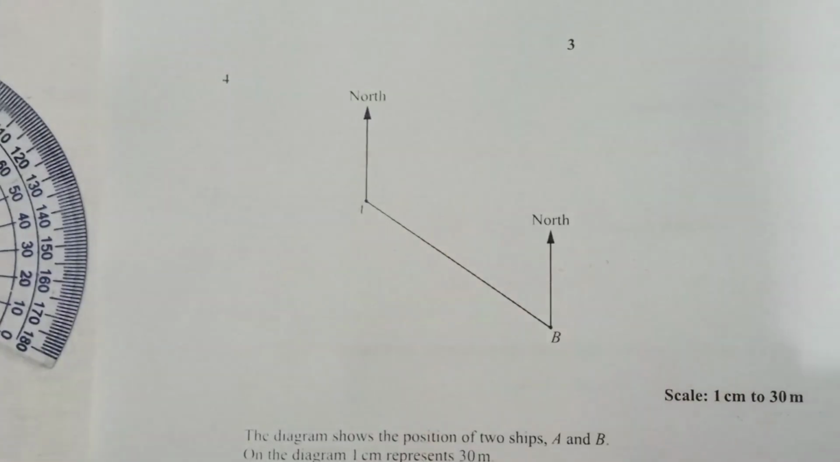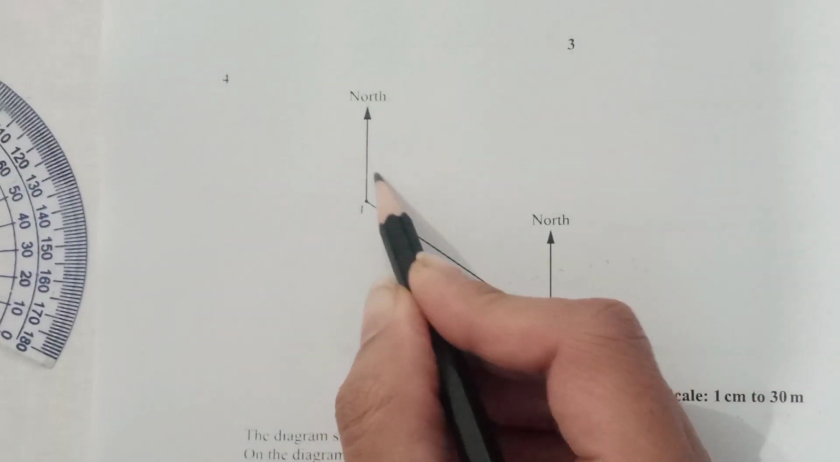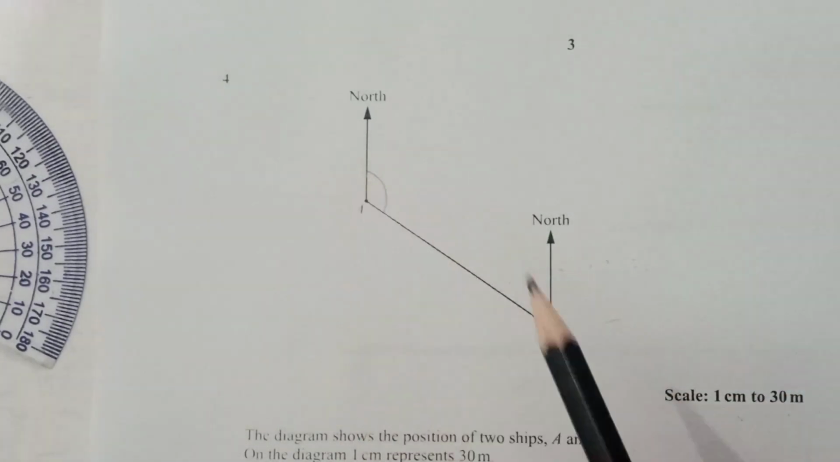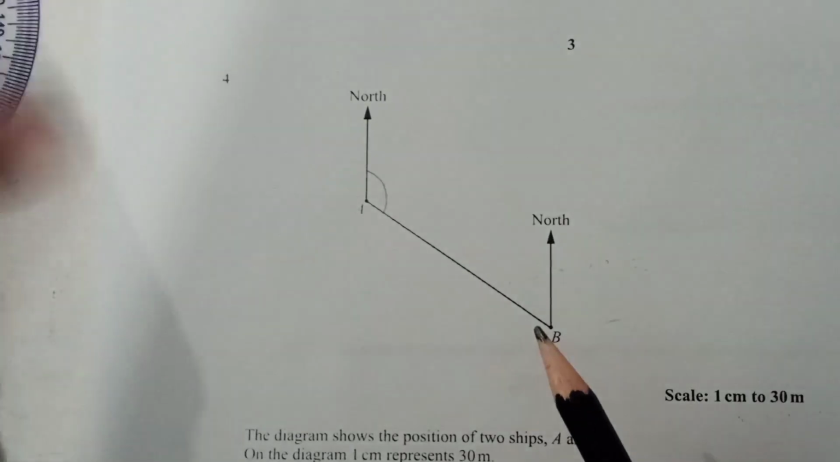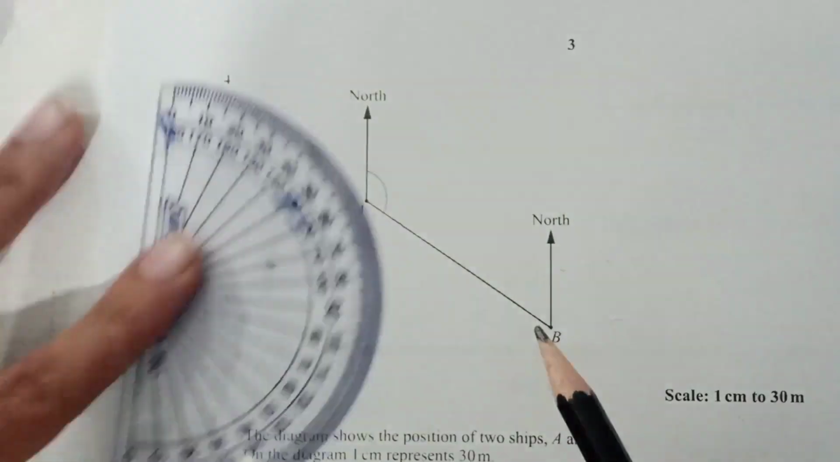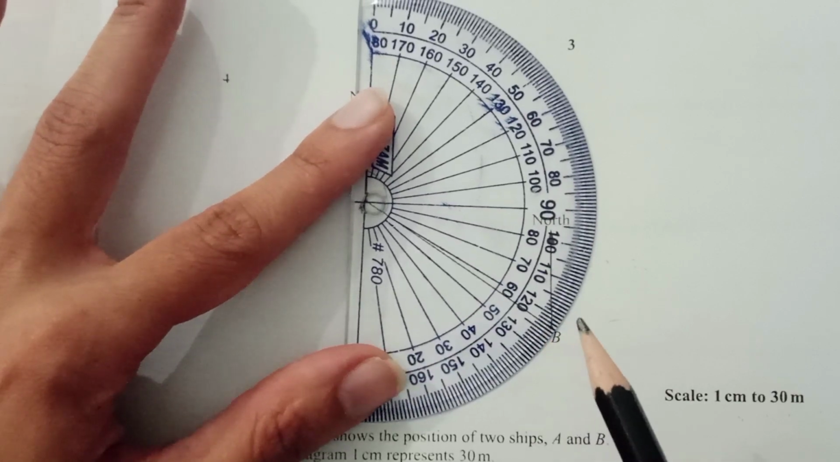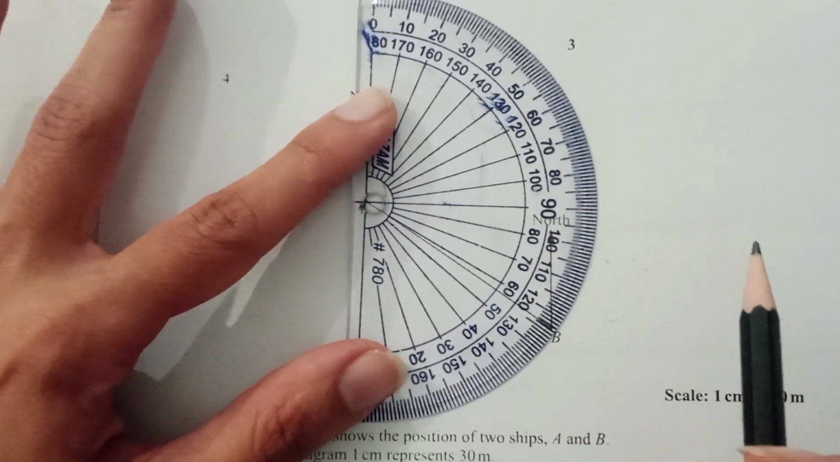Now to measure the bearing of B from A, we have to use the protractor. From B from A, we have to measure that angle. That is point B, and we have to measure that angle. By using it, we can see exactly the angle.